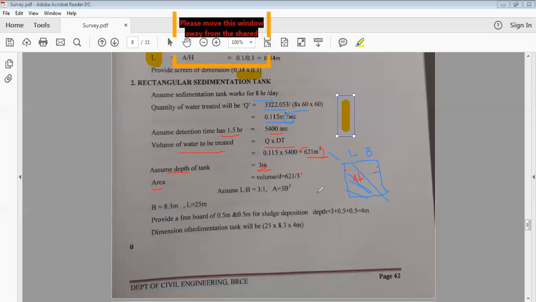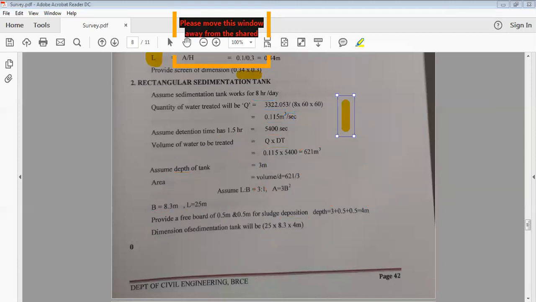You know area is equal to length into breadth. So we know the area now, and we assume one ratio, which we kept here, so we get the values of breadth and length. At the end we also provide freeboard in case we need any service, 0.5 meter height, and sludge deposition at the depth. Again we provide extra, so rather than 3 meter, we can increase the depth up to 4 meter. And length into breadth we already calculated. So this is the dimension of the sedimentation tank.